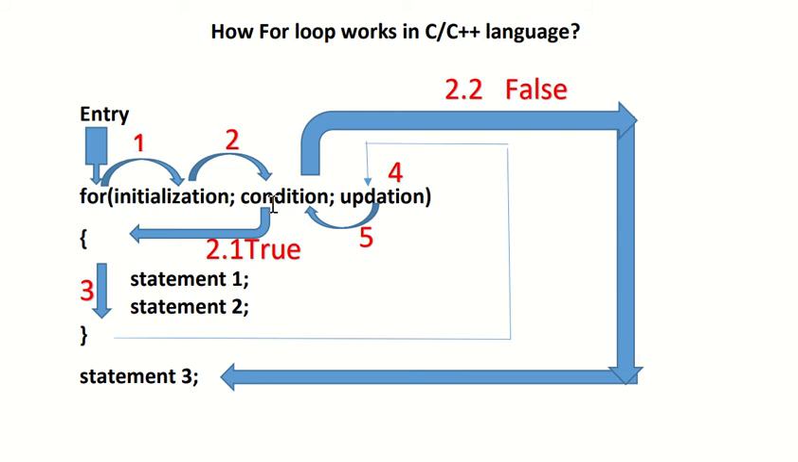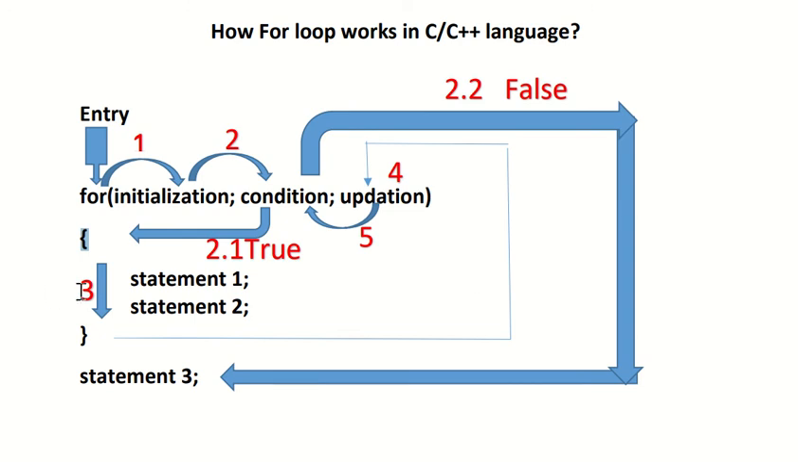Whatever condition you write for that program, if that condition is true, then follow 2.1. If the condition is false, then follow 2.2. First, if the condition is true: 2.1 means in this direction, open the curly bracket. It means if the condition is true, you go inside this for loop and execute all the statements written inside it.